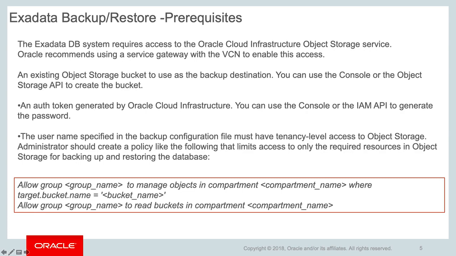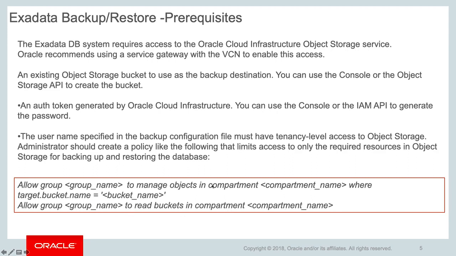You need to have the username, which will be specified in the backup configuration file, and it must have tenancy level access to object storage. So you need to have a policy which will allow you to access the object storage bucket within your tenancy, and policies can be written by your administrator. One example is: allow group name to read bucket in compartment with your compartment name.